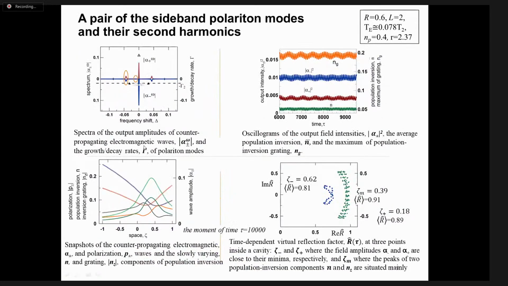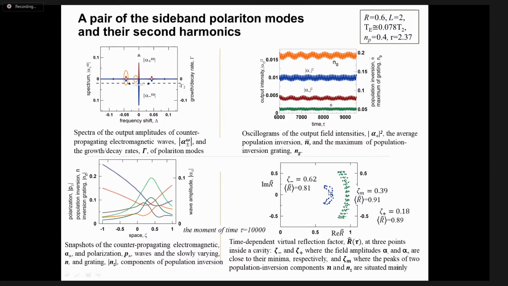Here, as shown in our example, we have sideband polariton modes and their second harmonic, because this is a nonlinear regime. This means that oscillations of counter-propagating waves and also oscillations of the population inversion gradient become not sinusoidal, but obtain some additional modulation. But in other respects, the situation is the same, and we again have this self-consistent asymmetric super-radiant state inside the cavity and asymmetric lasing in the symmetric cavity.